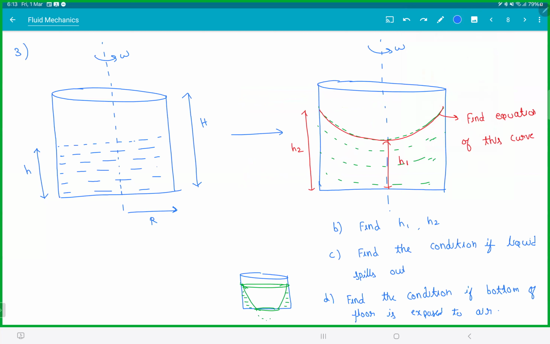So you can have a condition like that also, Rehan. You can combine both. Find the condition if the water spills and the bottom is exposed. Then C and D together. So basically C and D are independent of each other in our question. First find the equation and H1 and H2, everyone. Let's start from there. Find the equation, that is the start.